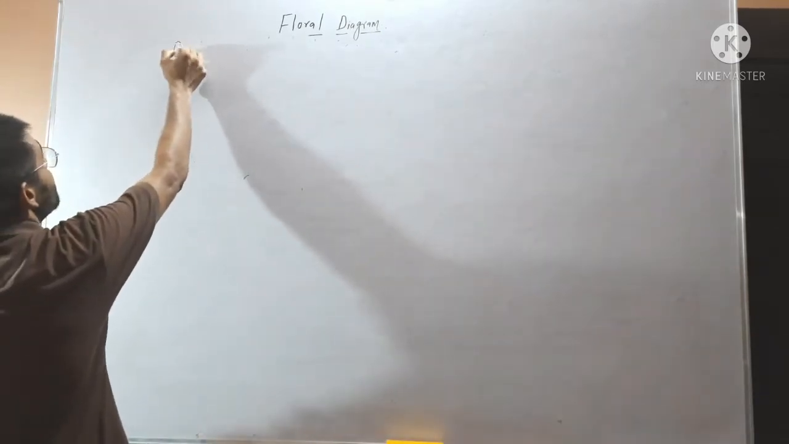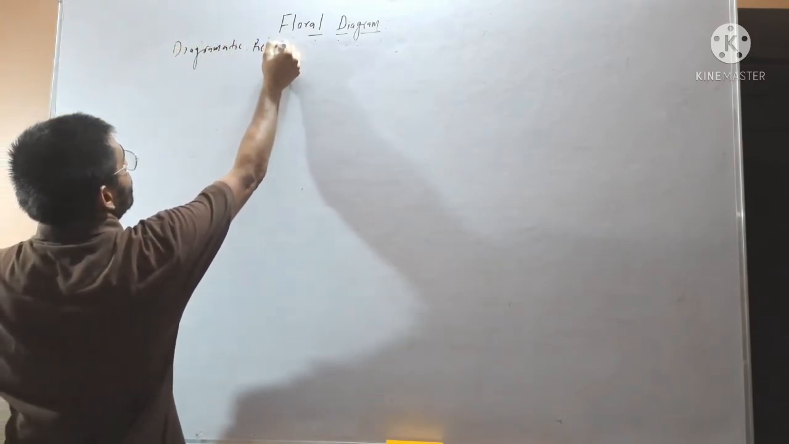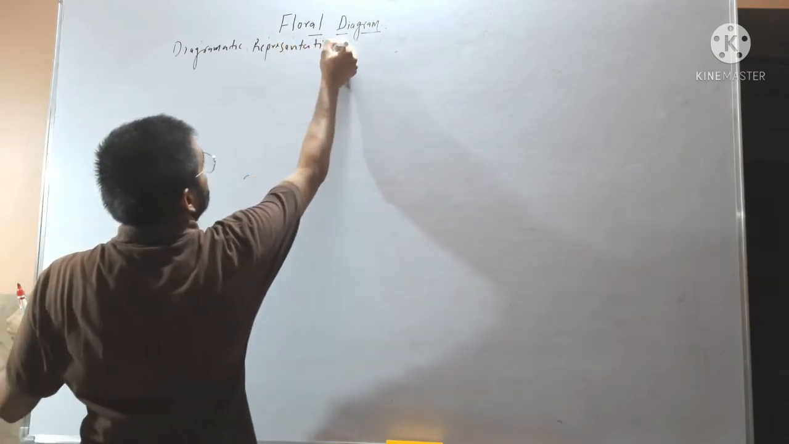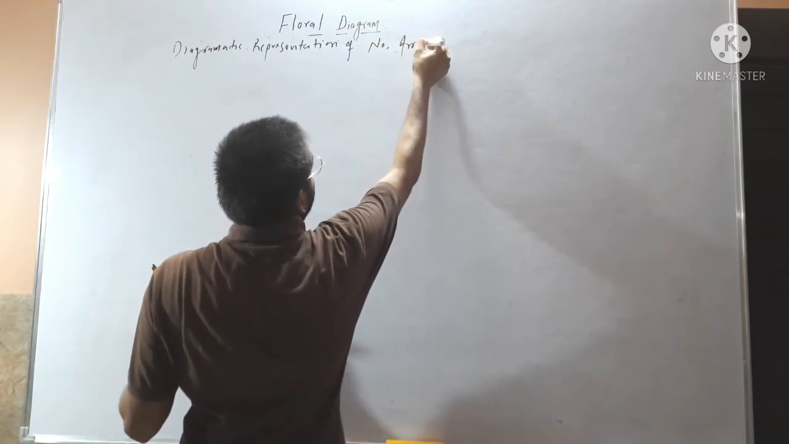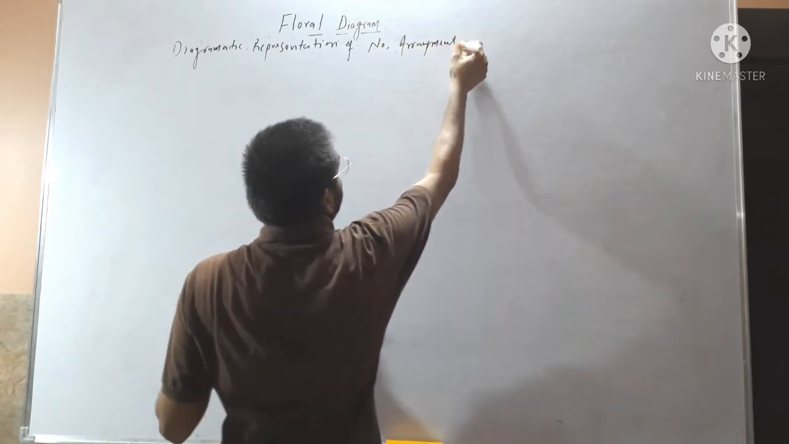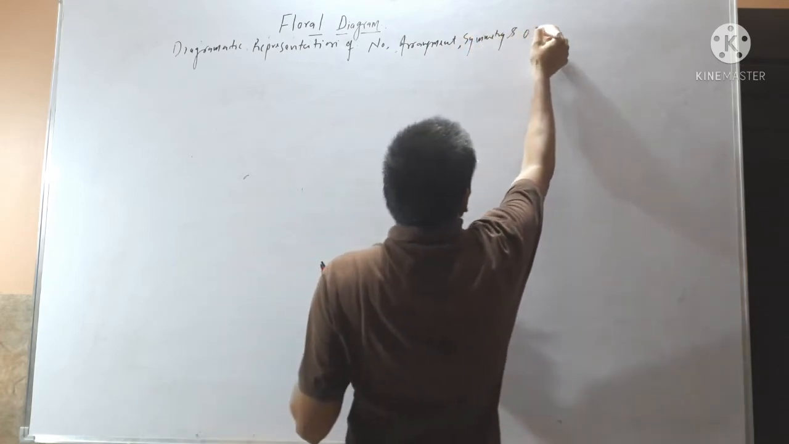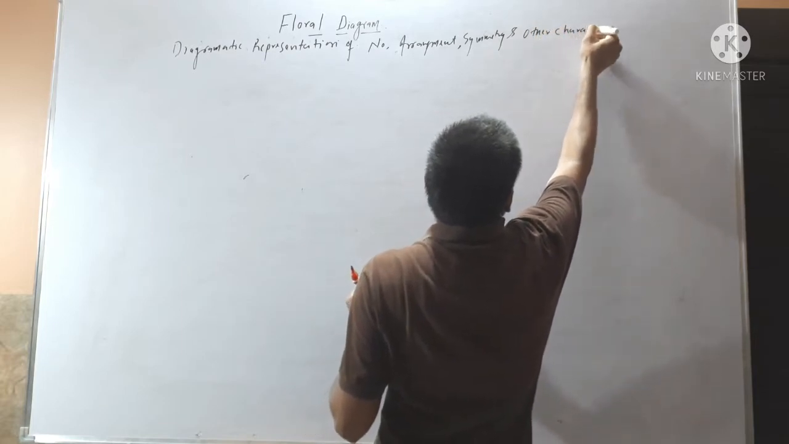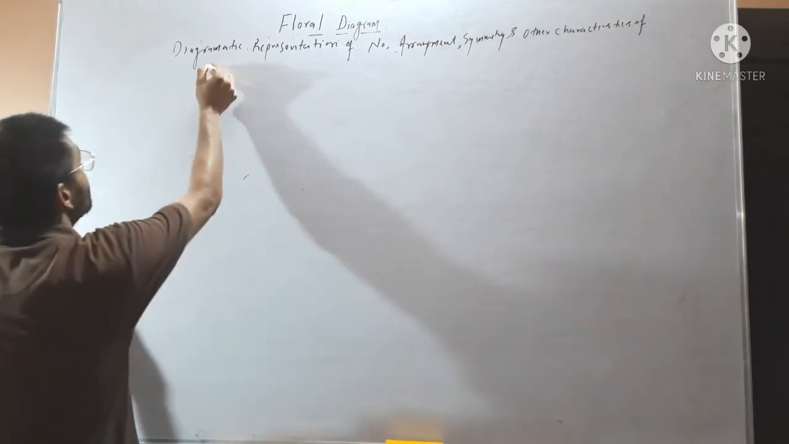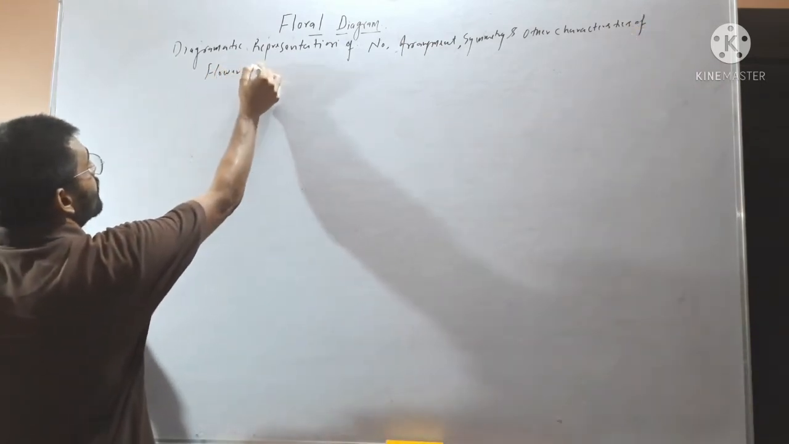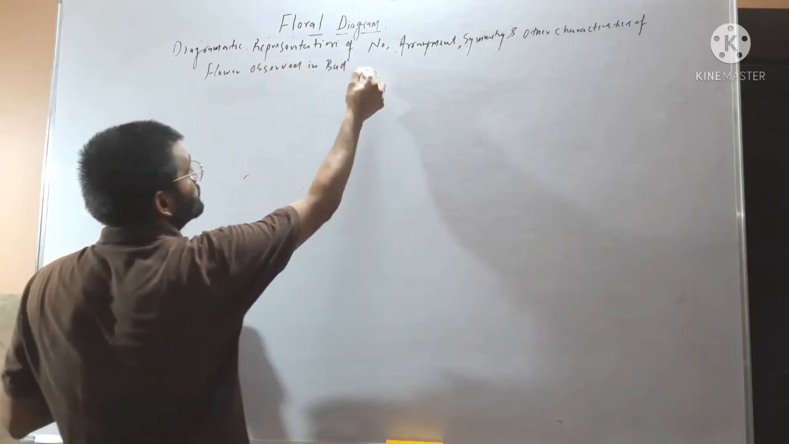It is a diagrammatic representation of number, arrangement, symmetry and other characteristics of flower observed in bud condition.